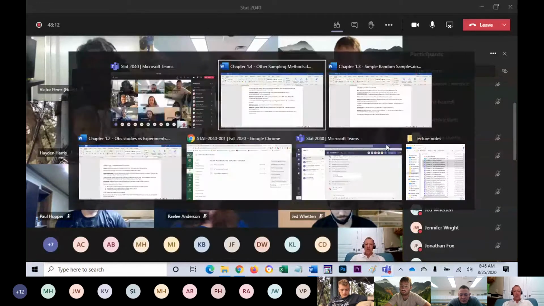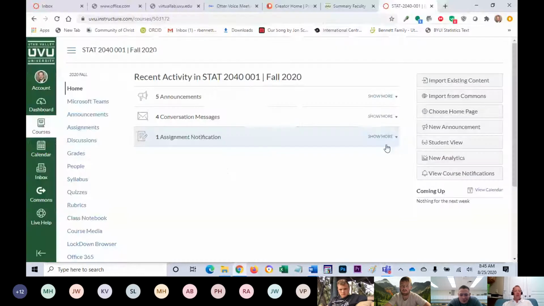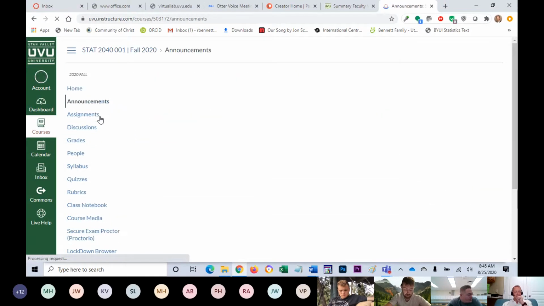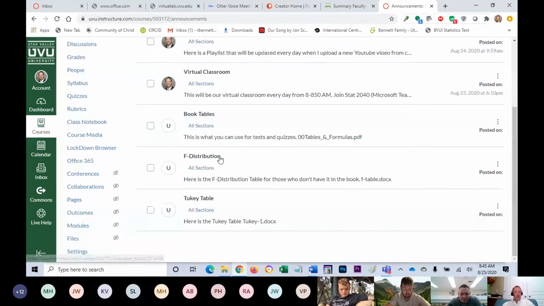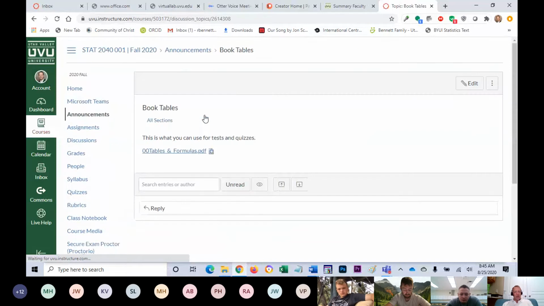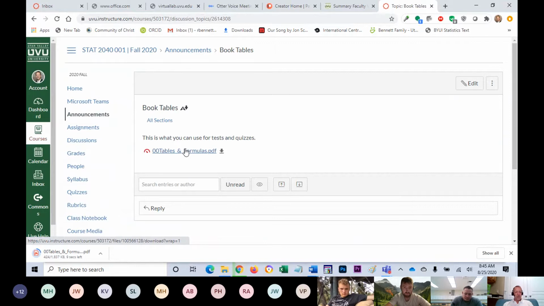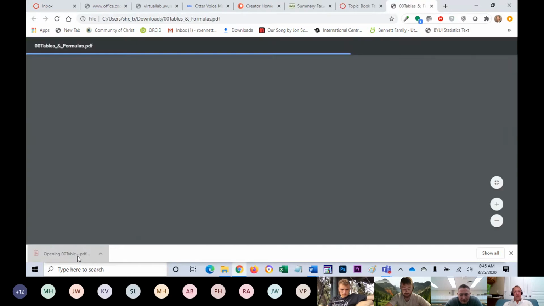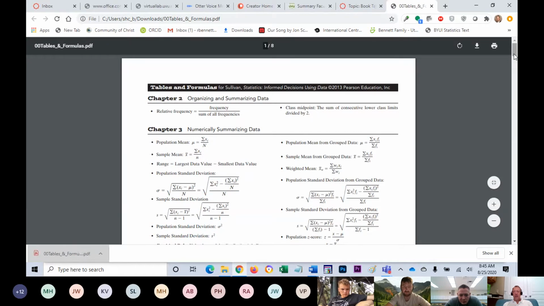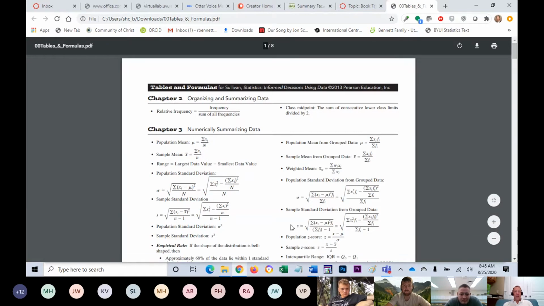Now, in the back of your book, actually, let me show you this. In the back of your book, and if you don't have a book, you can also go to the announcements, I posted this already. We've got this thing called the book tables. These are the formulas and tables that you're going to be able to use on all tests and quizzes. I would ask that you don't write on these, but if you want to print these out, especially if you don't have a book, you're definitely going to want to print these out. These are all the formulas and tables we're going to be using for the entire semester.